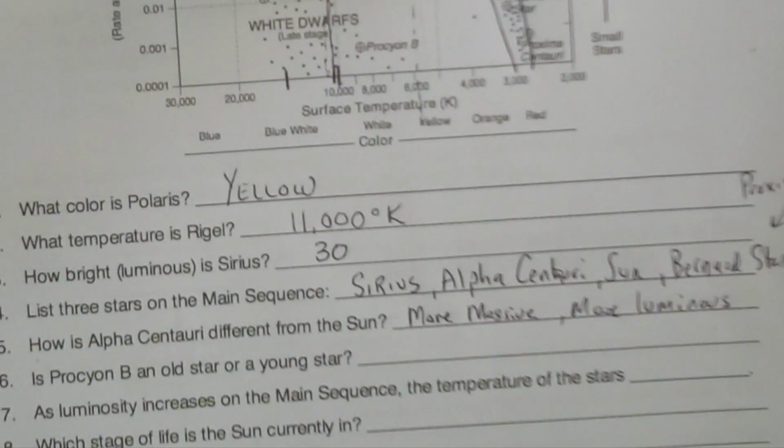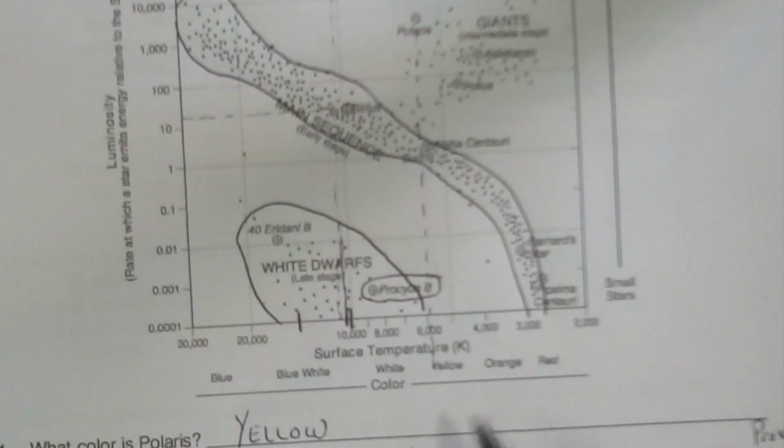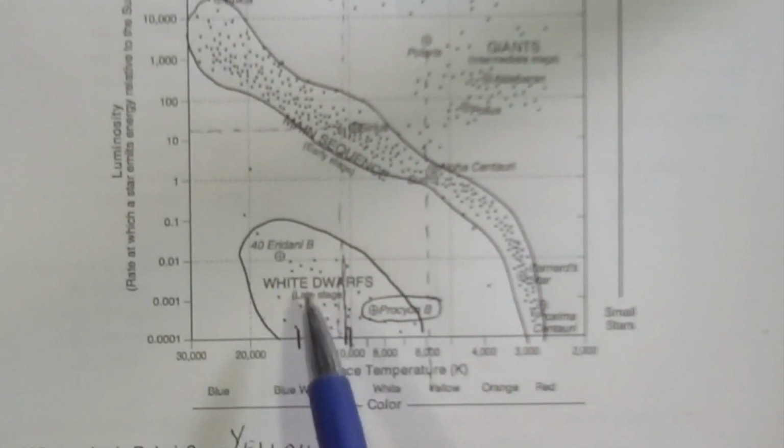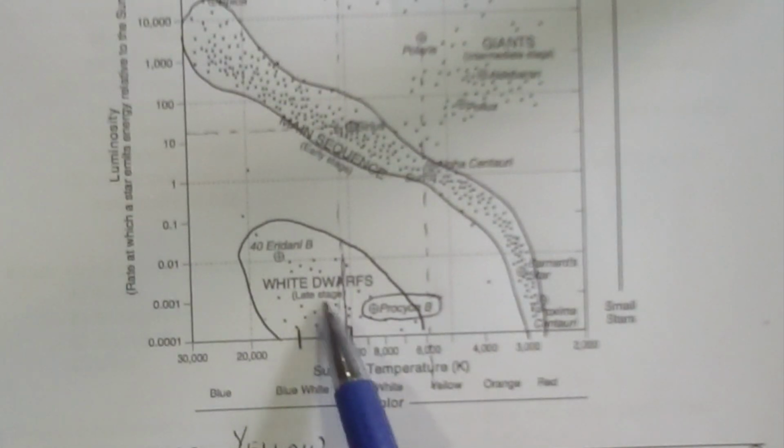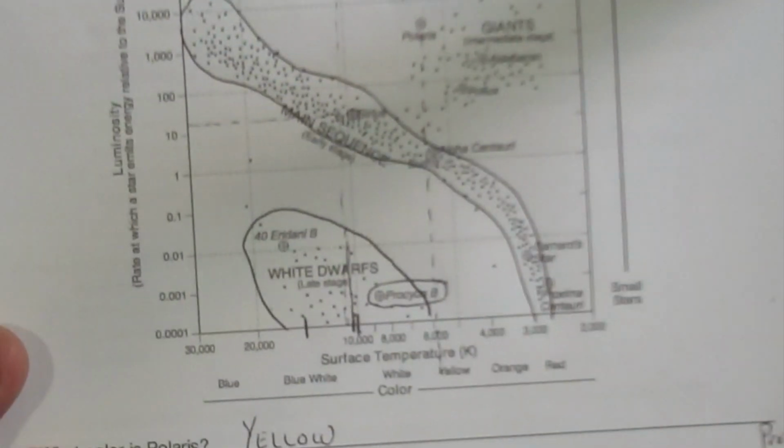Is Procyon b an old star or a young star? Procyon b is a star located in a group of stars called white dwarfs. These are in the later stage of their evolution. They are old stars.